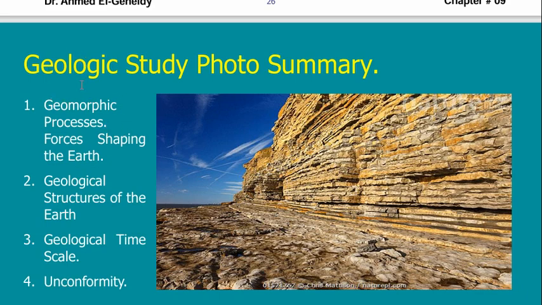We said that we are going to study, or we have already studied, 4 categories. Geomorphic processes, which are the forces shaping the earth. Then geologic structures that resulted from the shaping of the earth. Then the geologic time, to know the time scale for layers, which is younger, which is older, and so on. Then unconformity that sometimes happens to this geologic time scale.